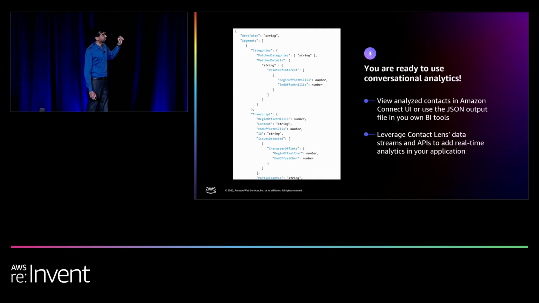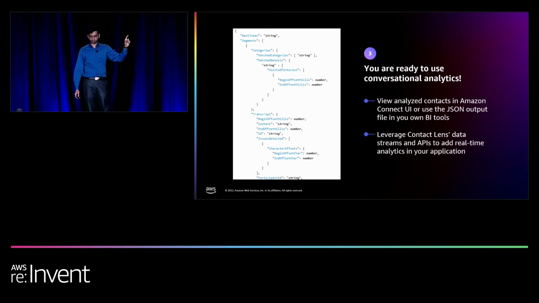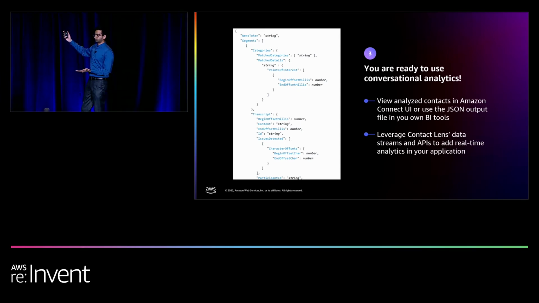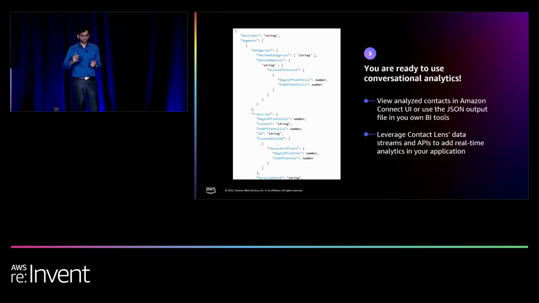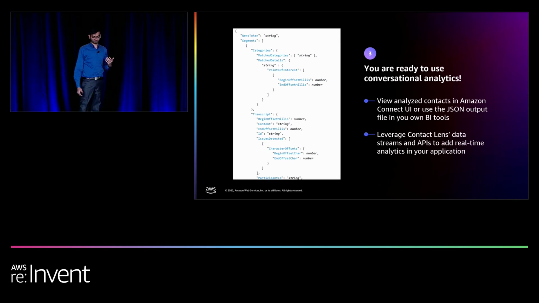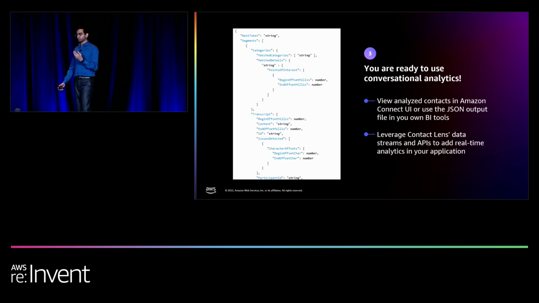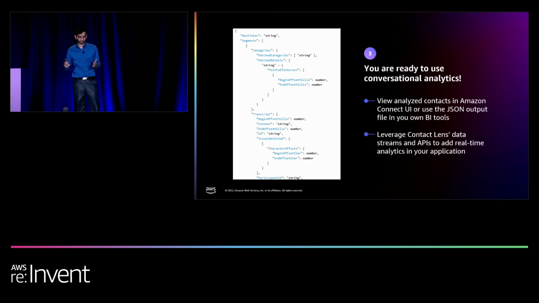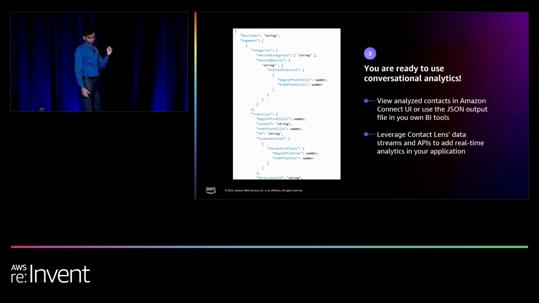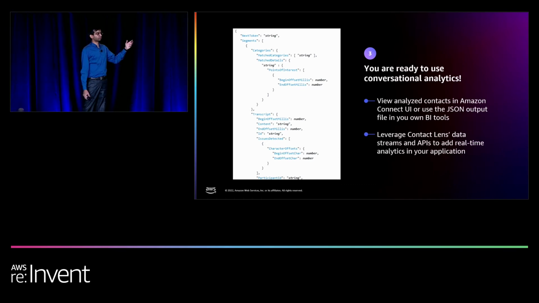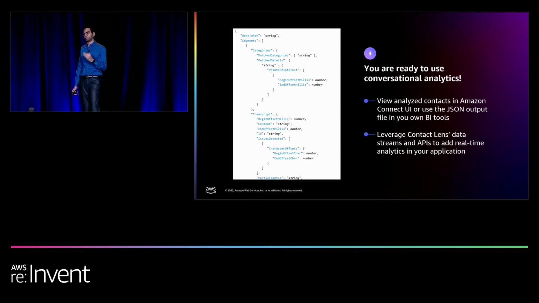All the contacts that pass through that contact flow block will then be analyzed by Contact Lens. You can then view the output on the contact detail page that I showed you earlier, and then you can use contact search to find those contacts that were analyzed by Contact Lens. If you wish to customize some of this experience outside of the Connect UI, Contact Lens output is also available in the format of a JSON output file. And this file sits within an Amazon S3 bucket of your choice.